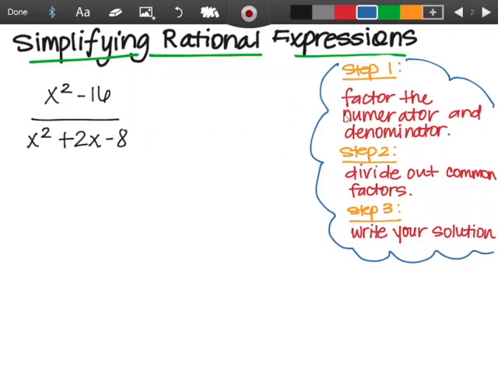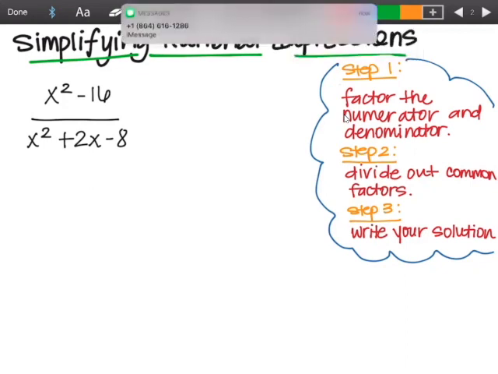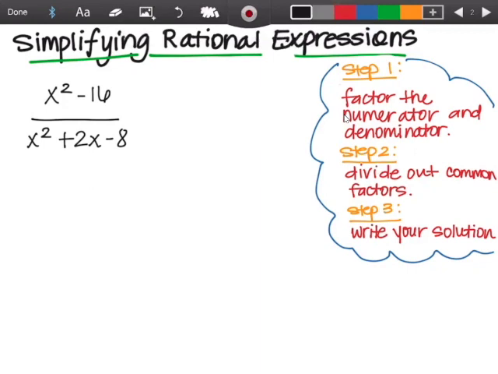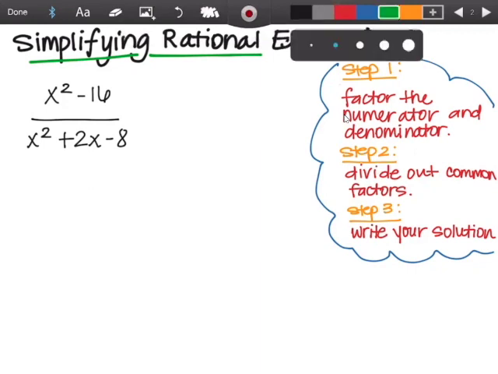All right, so here we are going to turn it up a notch. We're still simplifying rational expressions. With this example, we are going to be factoring the numerator and the denominator. So remember, the numerator is the top of the fraction, the denominator is the bottom. And then we're going to divide out common factors and write our solution. So essentially, it is the same steps that we had in the other one.